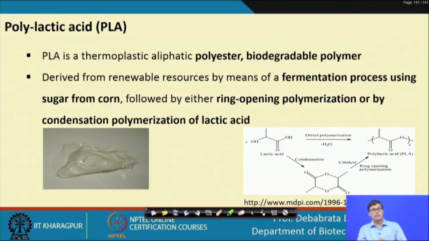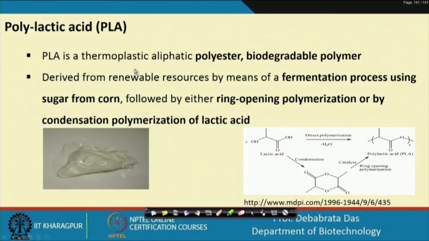Let me discuss something about polylactic acid. I told you that lactic acid nowadays has tremendous potential in the market, and PLA is a thermoplastic aliphatic polyester.